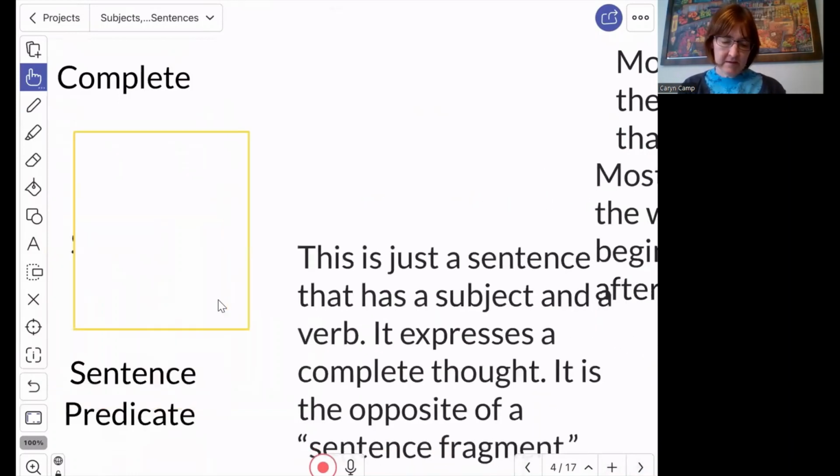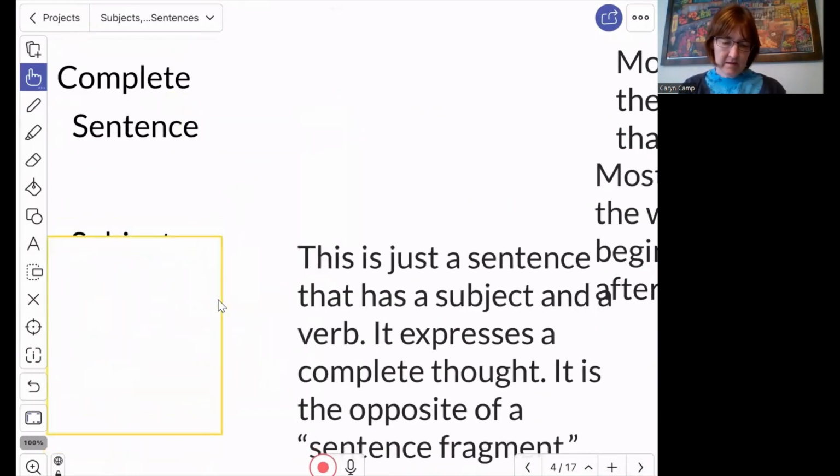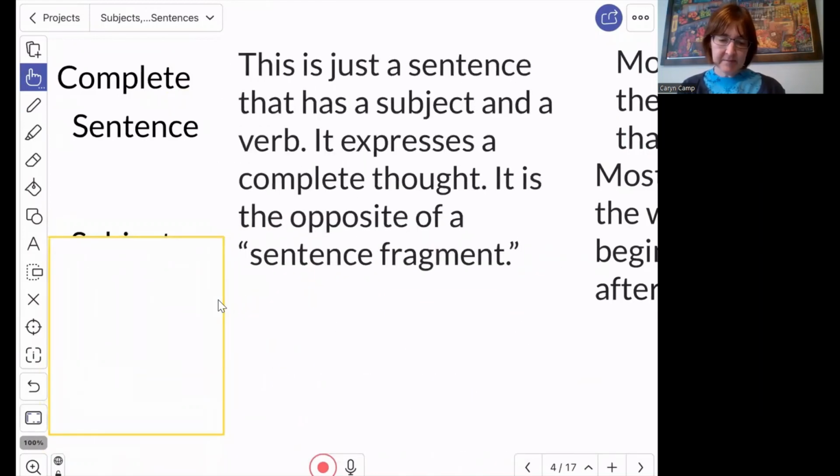And then a complete sentence. This is just a sentence that has a subject and a verb. It expresses a complete thought. It does not leave us wondering, who is this about? What are they doing? What is it telling us about this person? It expresses a complete thought, so we are not left confused. It is the opposite of a sentence fragment.